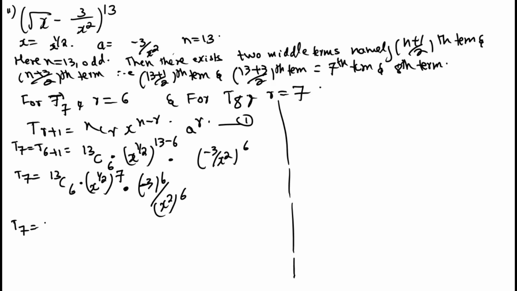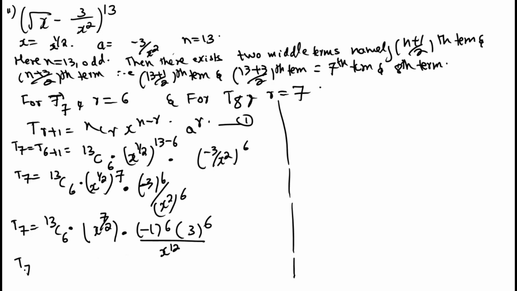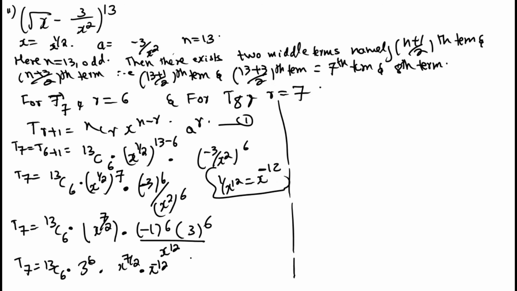So T7 equal to 13C6 into x to the power how much? 7 by 2 into minus 3 to the power 6 is minus 1 to the power 6 into 3 to the power 6 by x to the power 12. So in the next step, see, T7 equal to 13C6 into minus 1 to the power 6 is a even number. So minus 1 to the power 6 is plus 1 into 3 to the power 6 into x to the power 7 by 2 into x to the power minus 12. 1 by x to the power 12 is there. 1 by x to the power 12 can be written as x to the power minus 12. Okay, remember this one.